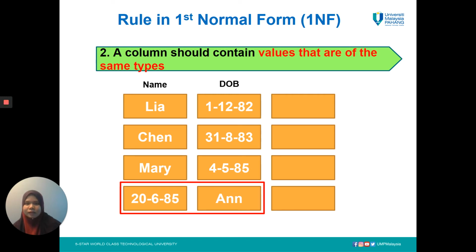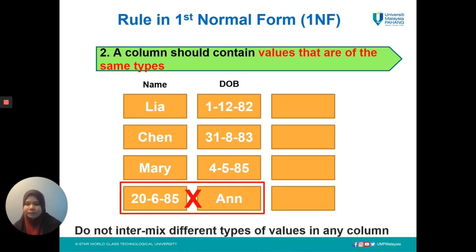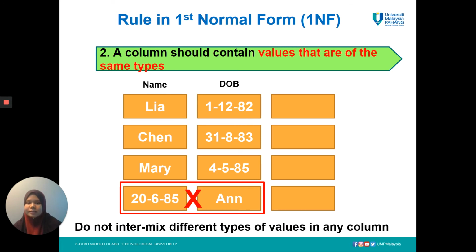It must fulfill the rule of the column, having the same data type. This is wrong. So do not intermix different sets of values in any column.